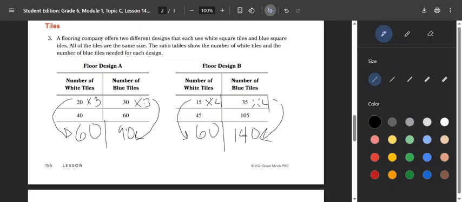All right, so when both designs have 60 white tiles, floor design A has 90 blue tiles, and floor design B has 140 blue tiles. So floor design B should appear bluer than floor design A.